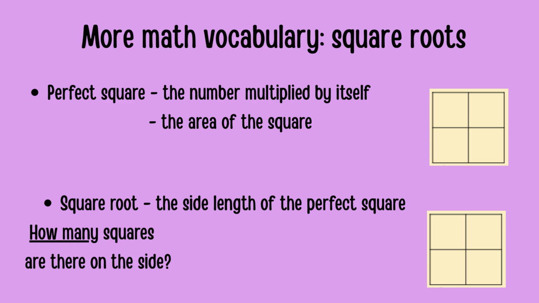So when you look at this square, how many squares are there on the side? If the area, or the perfect square, ends up being 4, the square root would be 2. There's 2 squares on the side.